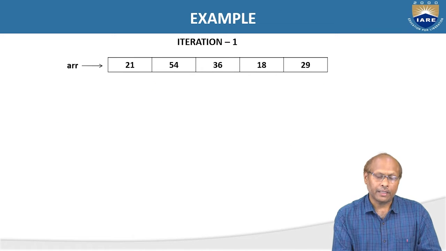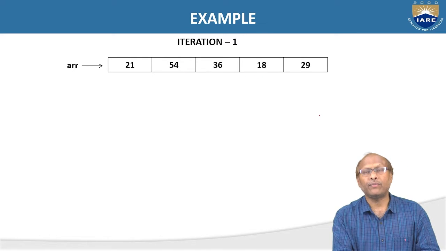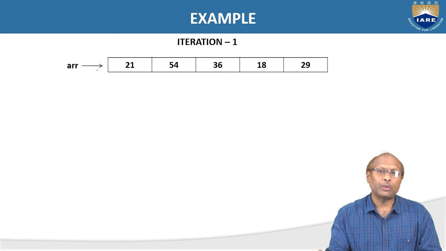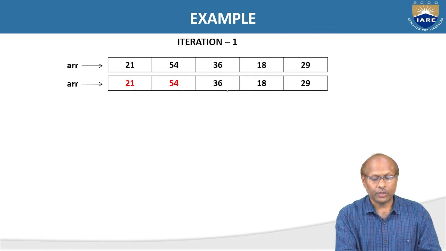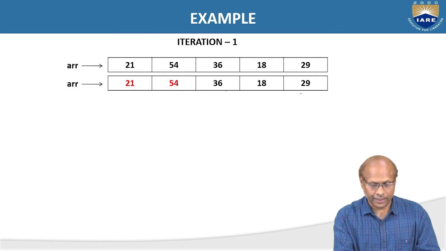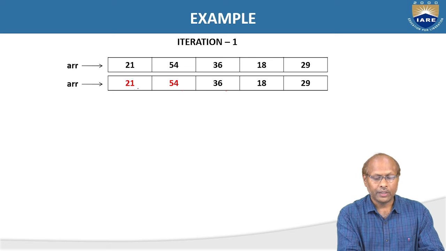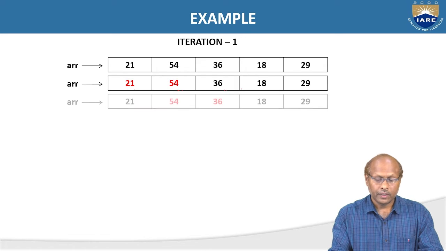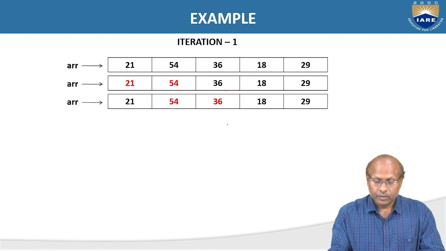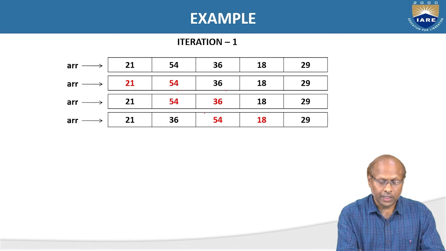Let us take the set of data 21, 54, 36, 18 and 29. This data I want to sort. Assume 21, 54, 36, 18 and 29. That means we are comparing 21 with 54, your neighbors. But 21 is smaller, no need to interchange. Then compare 54 with 36. Now 54 is bigger, so swap it.